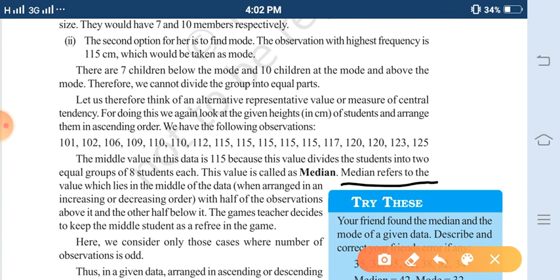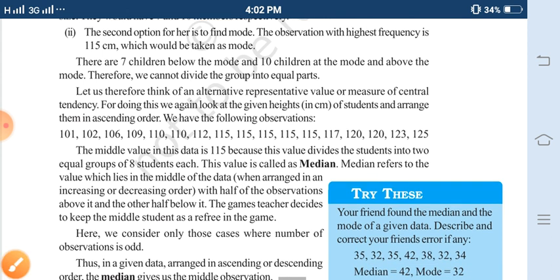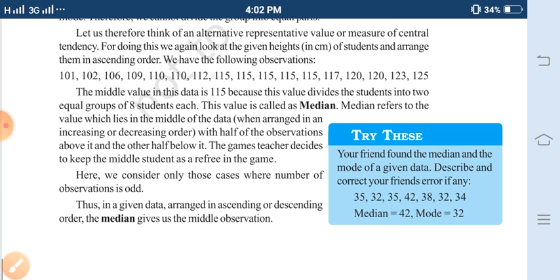Median refers to the value which lies in the middle of the given data. First of all, students, for this we have to arrange the data in ascending order. After that, we find the mid value of the given data. That is called the median.